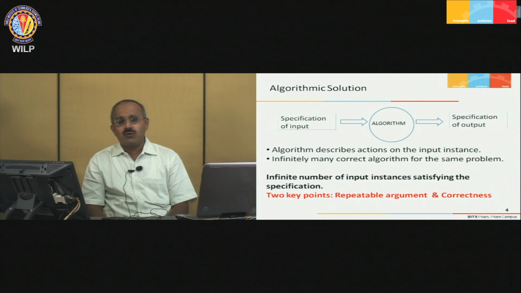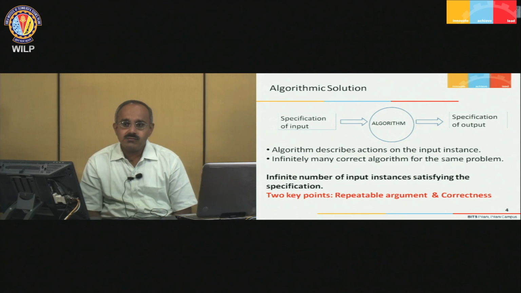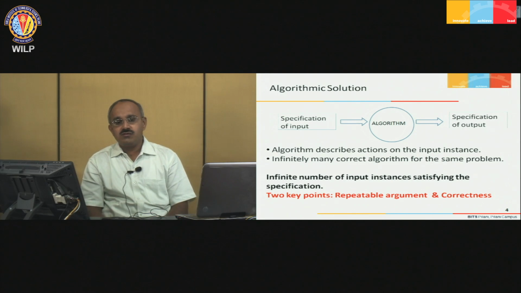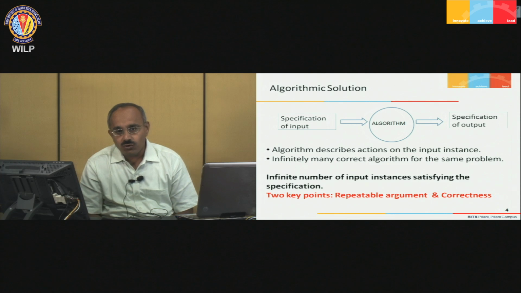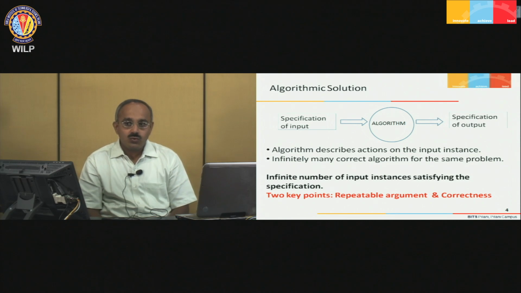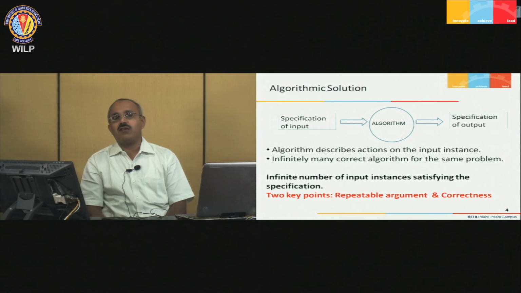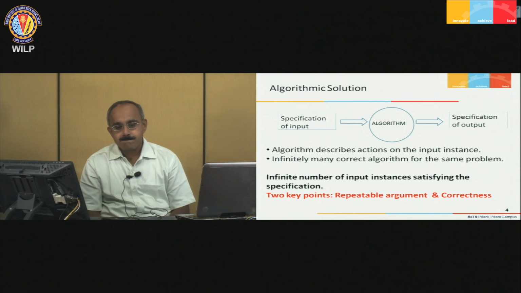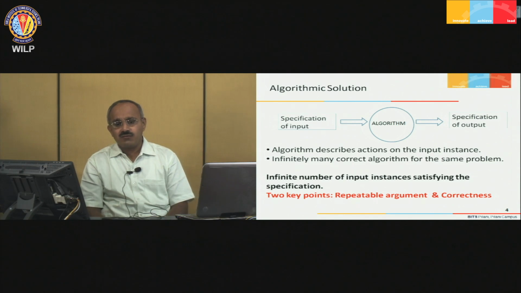Again, in practice we know that given a problem, the solution that we want to find may not be a unique solution. It has two key points which one has to understand here. Let us look at a very simple example.